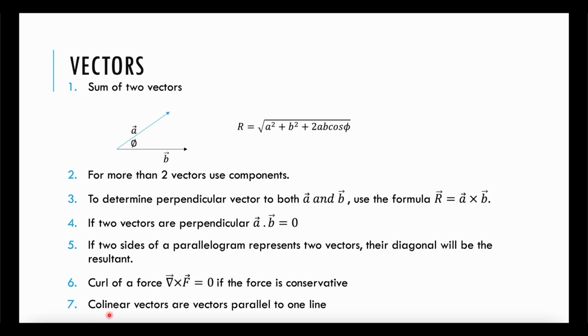And there are 2-3 questions on collinear vectors. Collinear vectors are basically vectors that are parallel to a particular line. The vectors can be of different magnitude or the same magnitude, along the same direction as well as along the opposite direction. So collinear vectors are important, I think.